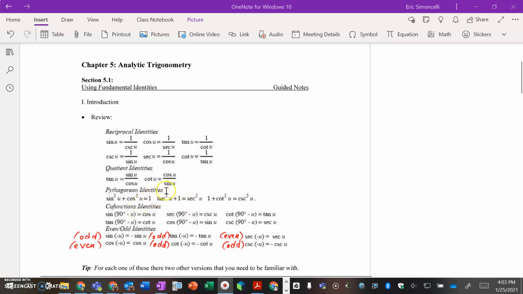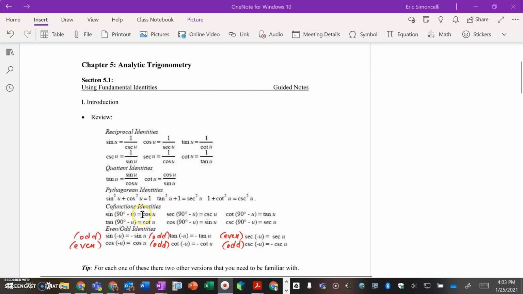Similarly to getting this equation, you can divide this original Pythagorean identity by sine squared. So if you take sine squared divided by sine squared, you get 1. Cosine squared divided by sine squared, you get cotangent squared, and 1 divided by sine squared is cosecant squared.